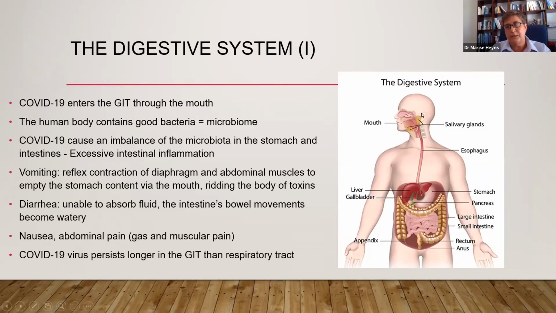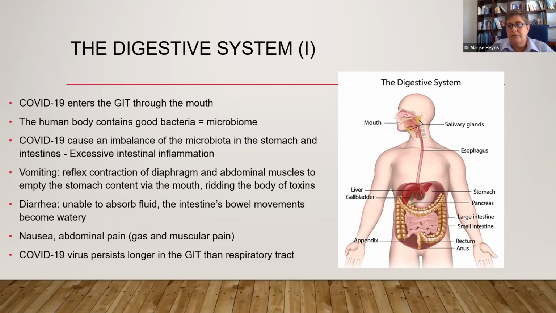In the digestive system, the COVID virus comes in through the mouth and goes down to the stomach, where we've got what we call good bacteria. The good bacteria is in balance, and the moment COVID hits the stomach, it goes out of sync. So we get excessive inflammation of the stomach. And that's where we have symptoms like vomiting, the body is picking up that there are toxins in the stomach. Things are not in balance now in the stomach.